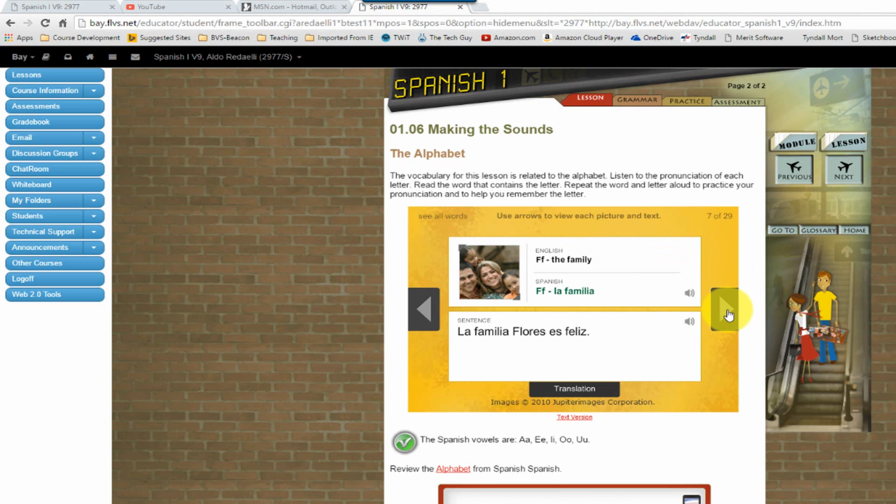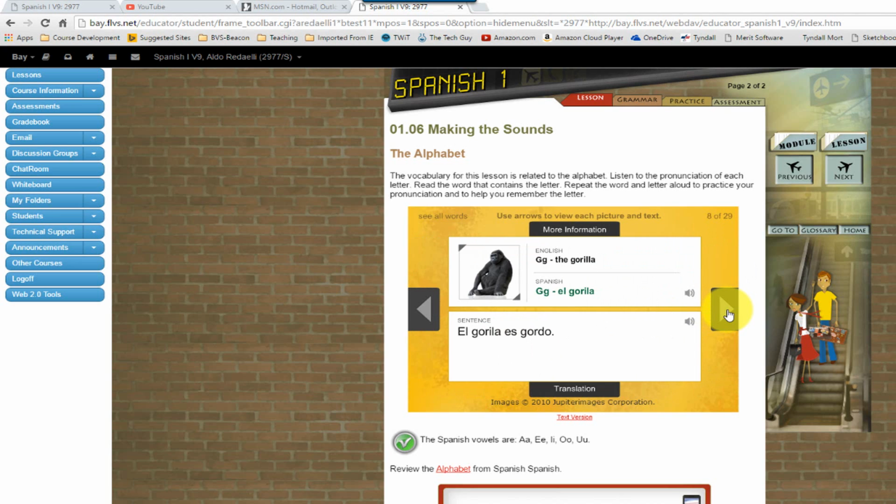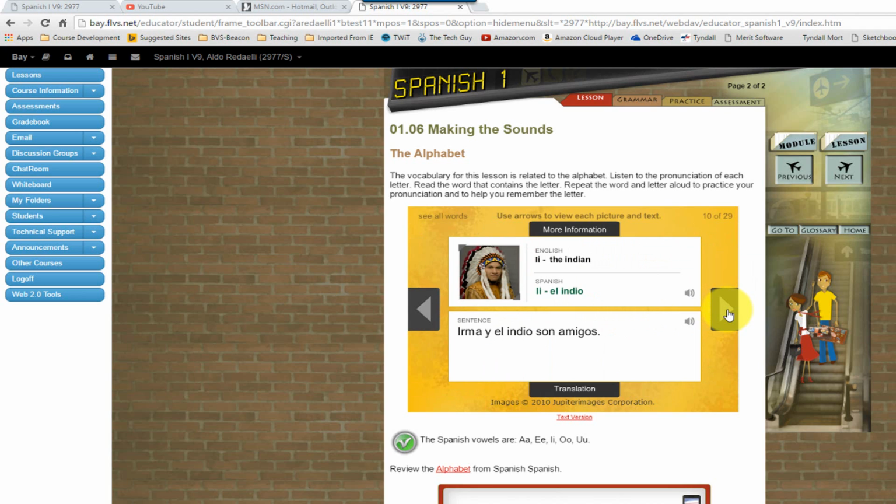La familia Flores es feliz. The Flores family is happy. El gorila es gordo. The gorilla is fat. Hugo mira el hipopótamo. Hugo sees the hippopotamus. Irma y el indio son amigos. Irma and the Indian are friends. Juan, no juegues con el jalapeño. Juan, don't play with the jalapeno pepper. Carla compra un kilo de kiwi. Carla buys a kilo of kiwi.